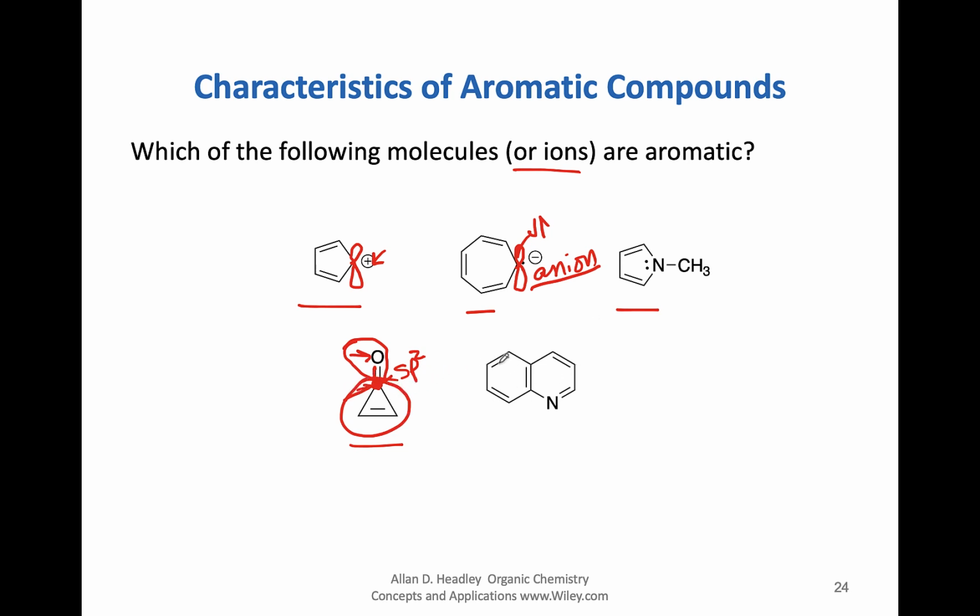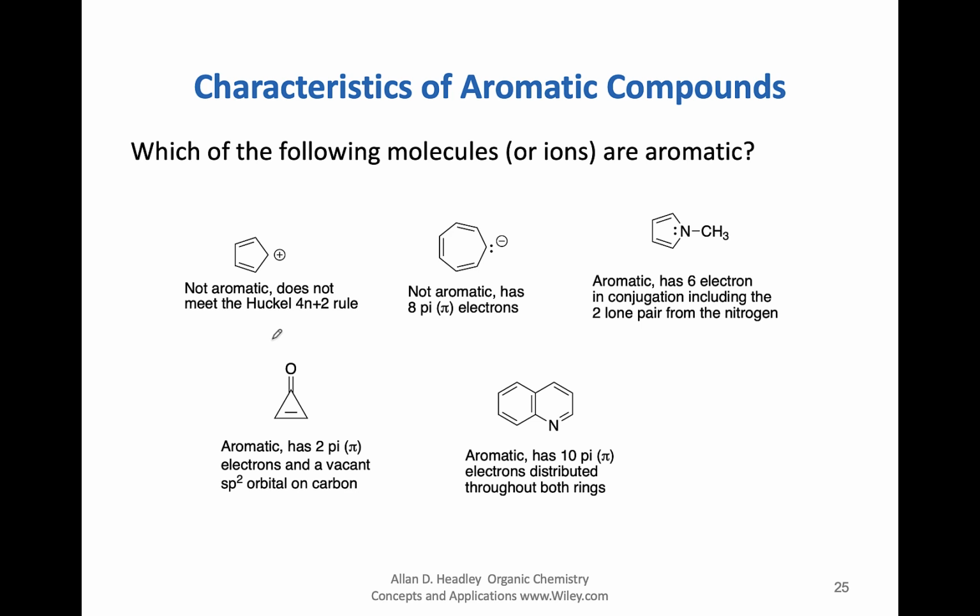Let's look at this one. We have 2, 4, 6, 8, 10. It has an unshared pair of electrons here, but since this nitrogen is sp2, these electrons here are orthogonal. So those are the concepts, those are the characteristics that we've studied. Let's apply that and see what we should get as an answer for each.